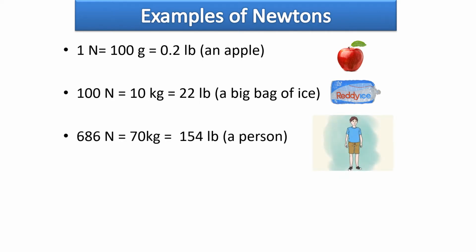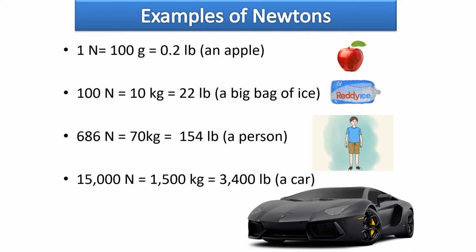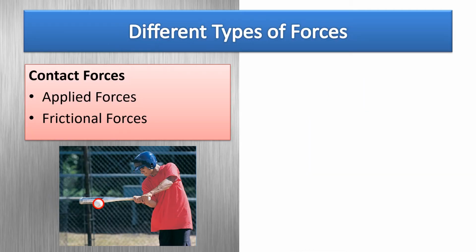686 newtons or 70 kilograms is a person, a student. That's typically the mass that they'll give for a student in the textbook, about 70 kilograms. That works out to 686 newtons on Earth. And then a car, in case you're wondering how many newtons a car weighs, it's 15,000 newtons or 1,500 kilograms. Those are just some rough estimates so you have an idea of how big a newton is. So again, 1 newton is 1 apple.